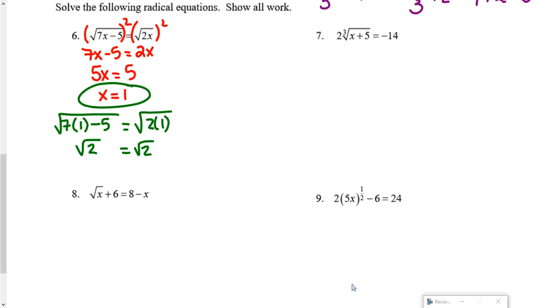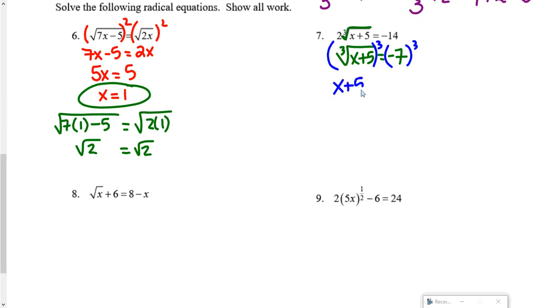All right, on number 17, this one has a cubed root right here. So the first thing I'm going to do is get the cubed root by itself. So I would divide both sides by 2 to move that over. If this were the square root equals -7, it would not work. But because it's a cubed root, it's allowed to equal a negative.